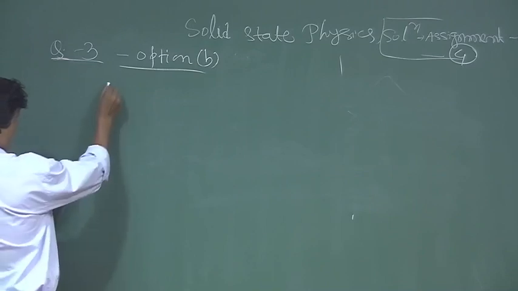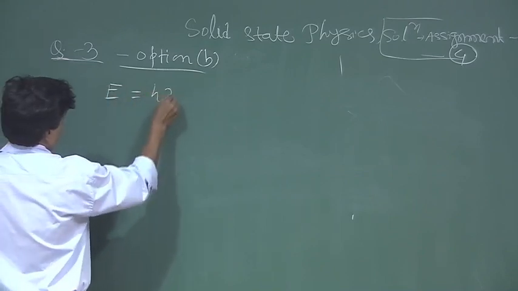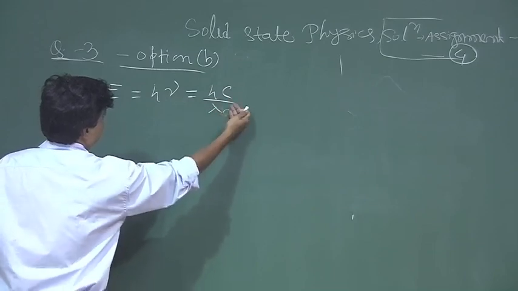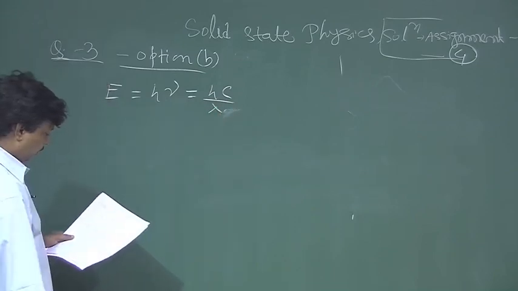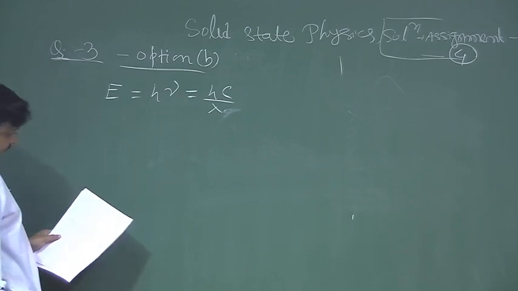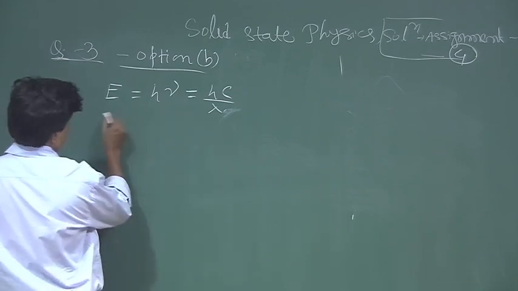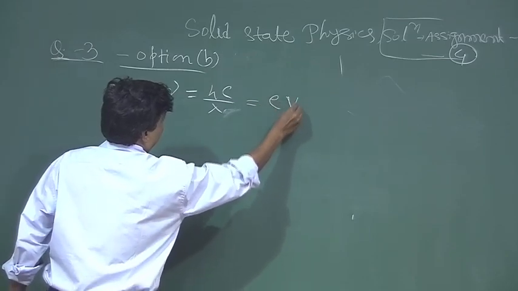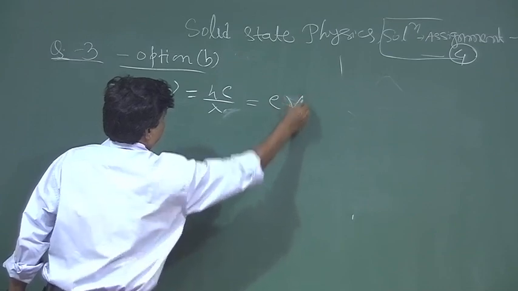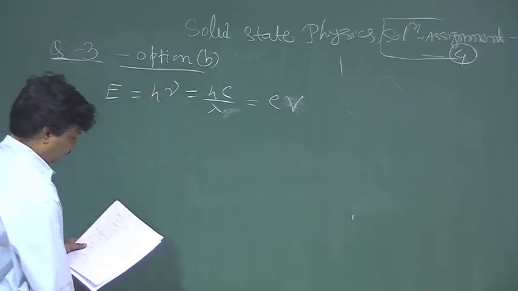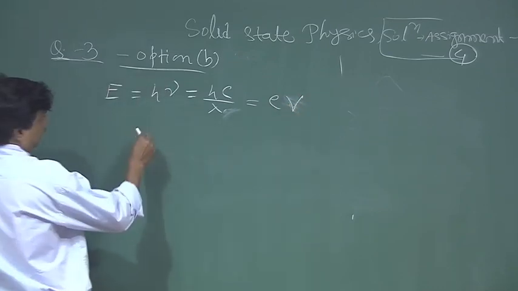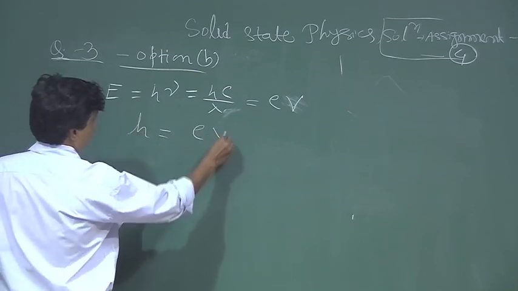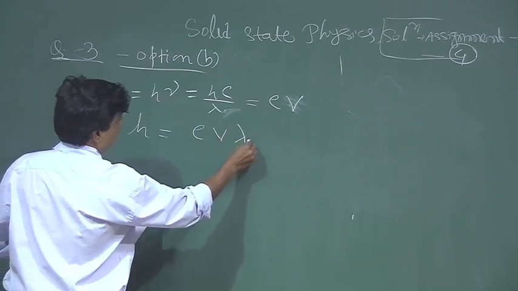See, we have the well known relation E is equal to h nu, that is h c by lambda. Now, here what is E? This is actually equal to e V, where V is the applied voltage and e is the charge of electron. So, if you simplify, you will get h is equal to e V lambda m by c. Why lambda m?